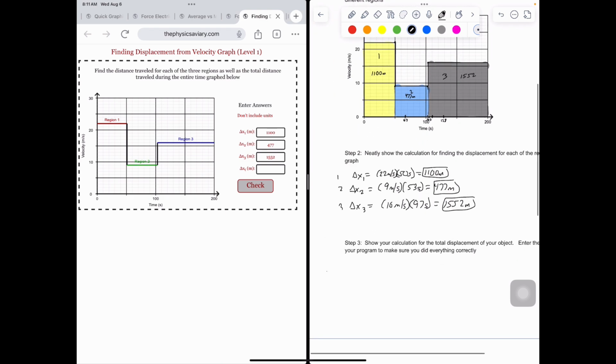Okay. Now, total displacement, of course, would just be delta x total, the sum of all these. So we're going to go 1,100 plus 477 plus 1552.